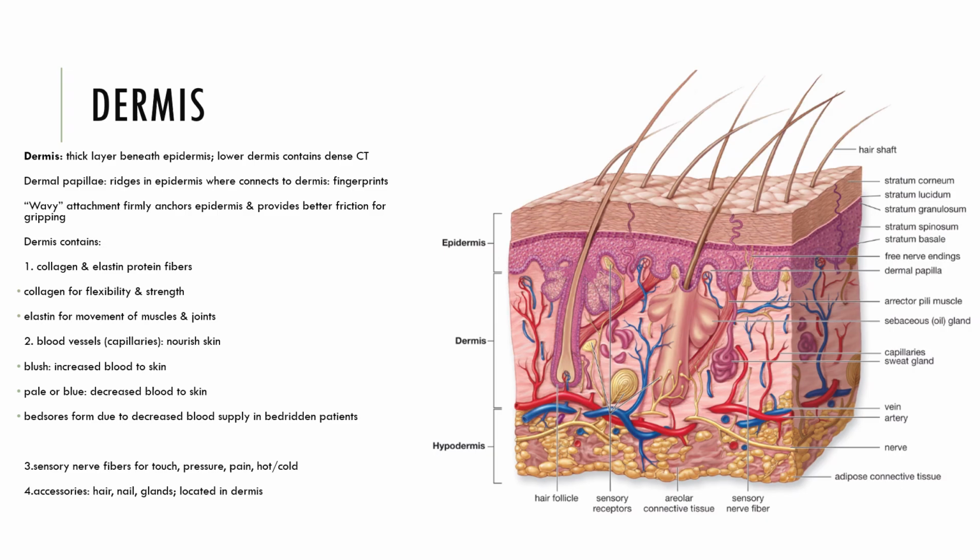Next, let's talk about the function of the dermis layer of the skin. The dermis provides structural support and elasticity to the skin. It nourishes the epidermis through its rich blood supply. It houses sensory receptors for detecting touch, pressure, pain, and temperature. The dermis also plays a role in thermoregulation by controlling blood flow and sweat production.